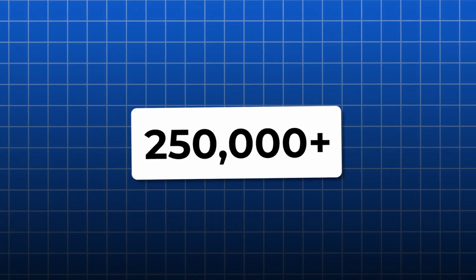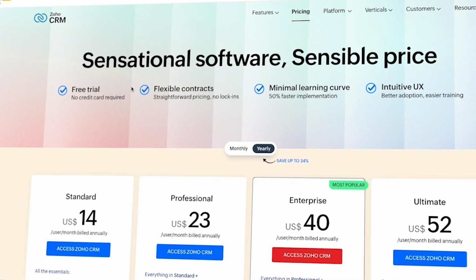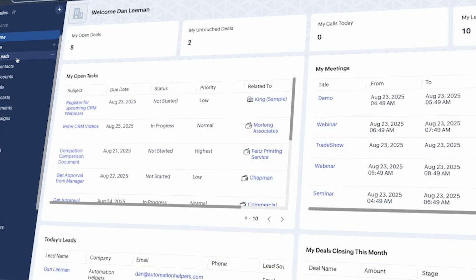Zoho CRM is one of the most popular sales tools for small and medium-sized businesses. It has over 250,000 companies using it worldwide. Users love its budget-friendly pricing and multitude of features and configuration options.